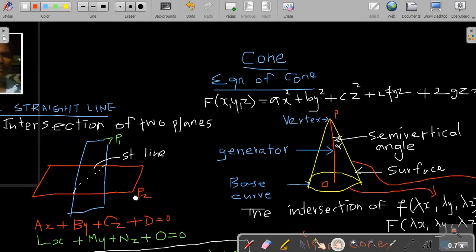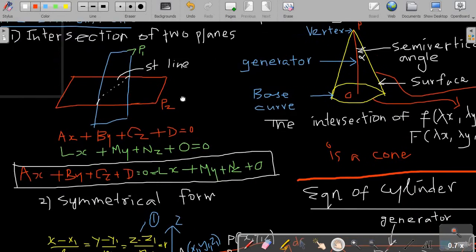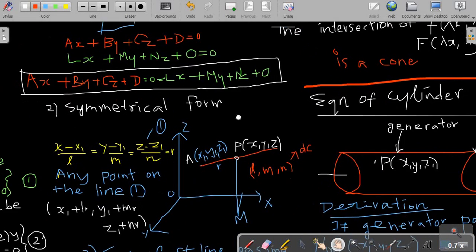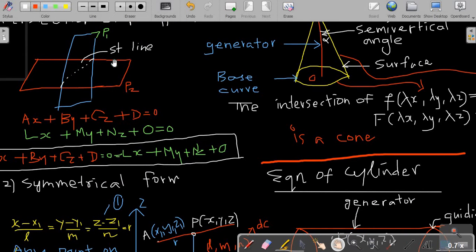That's what you have to understand: we are looking at the equation of a straight line. One of the straight line equations is this, and its basis is the intersection of two planes. This plane and this plane intersect in a line, and that is represented like this.